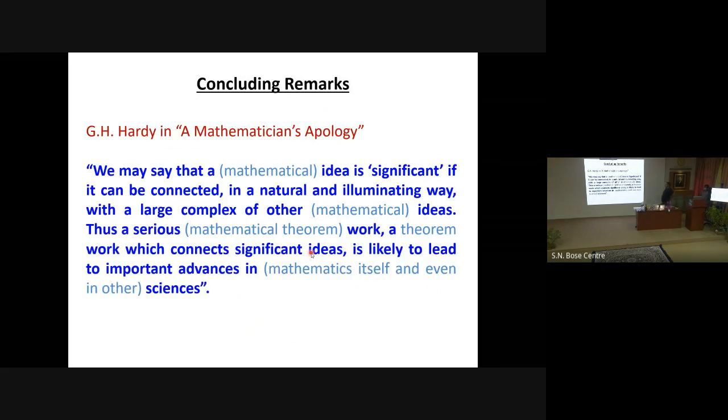G.H. Hardy in his book, A Mathematician's Apology, a very thin book, read it whenever you get time, asks how you determine that a theory is beautiful. He talks in terms of mathematics, but I'll just generalize it. We may say that an idea is significant if it can be connected in a natural and illuminating way with a large complex of other ideas. That's a serious theorem, he says: work which connects significant ideas is likely to lead to important advances in the sciences.